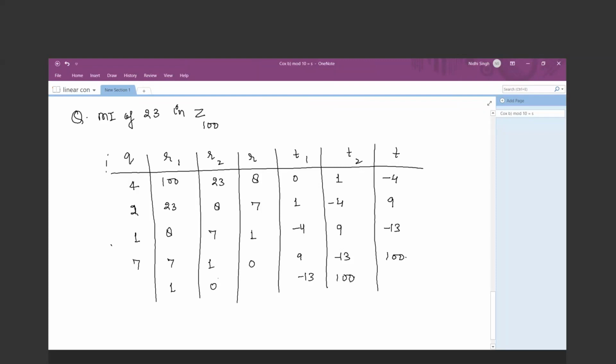So now the condition is terminated. You have to check whether the value of R1 is equal to 1 or not. Yes, it is 1. So the value of T1 is the answer. That is minus 13. So it is a negative value. For converting it into the positive one, you have to perform the mod 100 operation over there. So 87 can be the answer. So the answer can be minus 13 or 87.